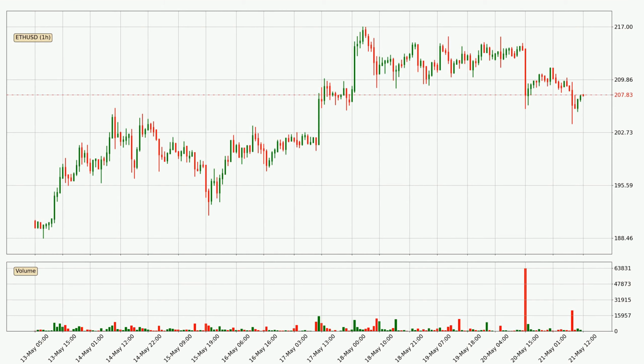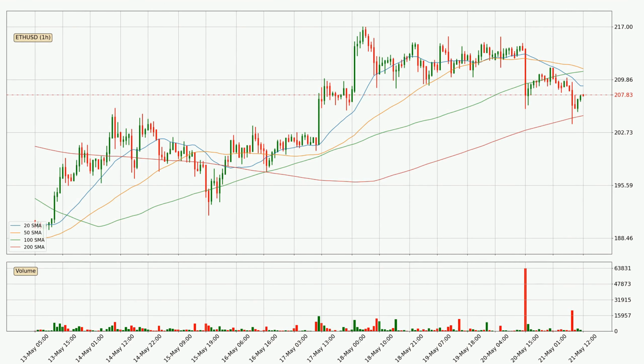Taking a look at the hourly time frame for Ethereum, it can be seen that the price went down around 2.8% in the last 24 hours, with a current price of 208. The volume was actually high, showing that this move was strong and the sellers are taking over. Jumping to the hourly simple moving averages, the price has crossed the 20 SMA downwards decisively with higher than average volume, which is a strong signal.